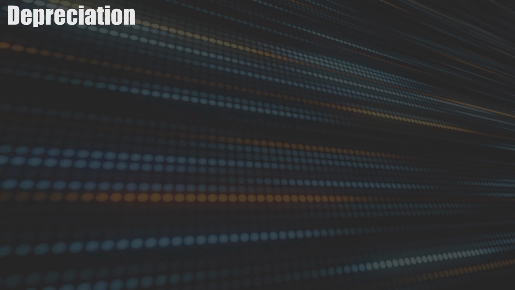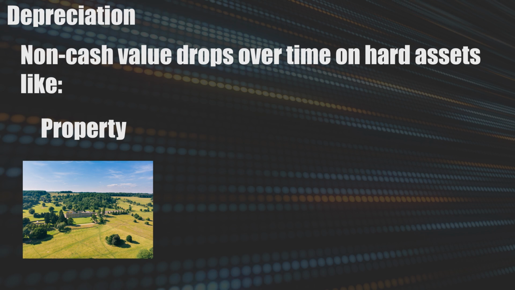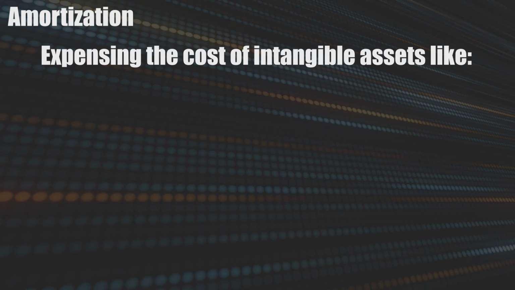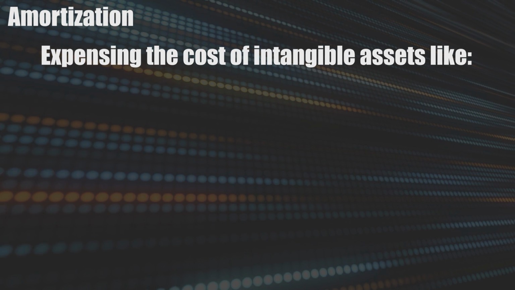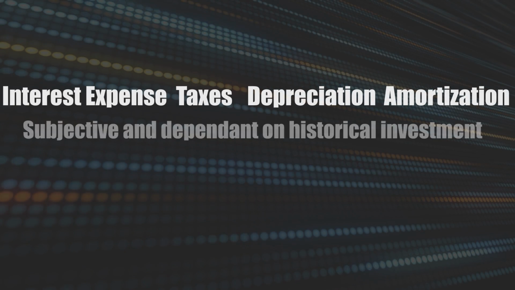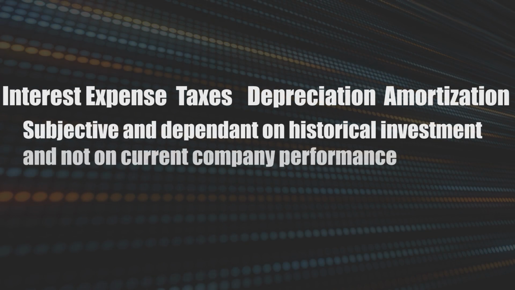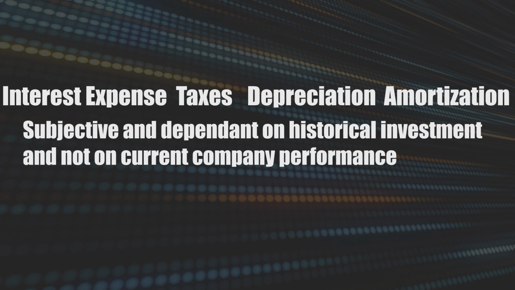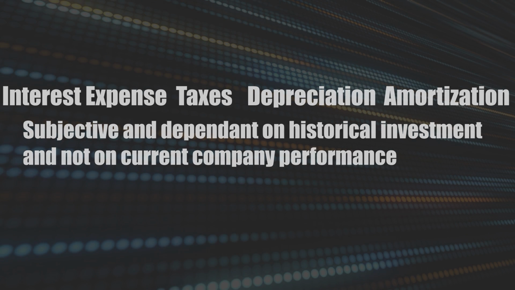Depreciation refers to the decreasing non-cash value of assets like property, equipment, and facilities. Amortization refers to the expensing of non-tangible assets like copyrights, patents, trade names, goodwill, etc. These cost totals are subjective and dependent on historical investments, not on the current operating performance of the company. Therefore, they are also excluded in EBITDA.